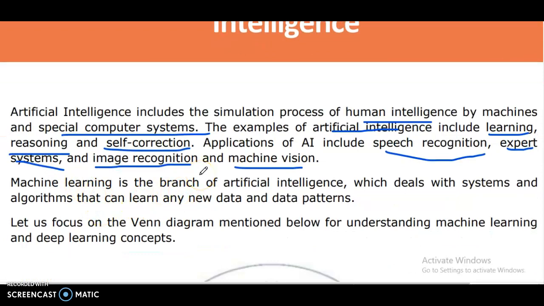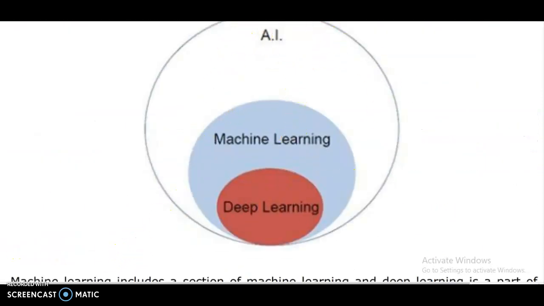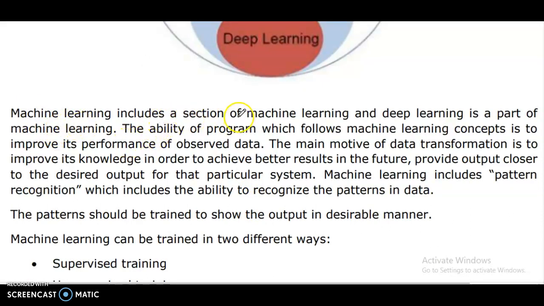Machine learning is the branch of artificial intelligence which deals with systems and algorithms that can learn any new data patterns. Let us focus on the Venn diagram below for understanding machine learning and deep learning concepts. Under AI comes machine learning, and under machine learning comes deep learning. Deep learning is a part of machine learning. A program following machine learning concepts can improve its performance on observed data. The main motive is to improve its knowledge to achieve better results in the future and provide output closer to the desired output.